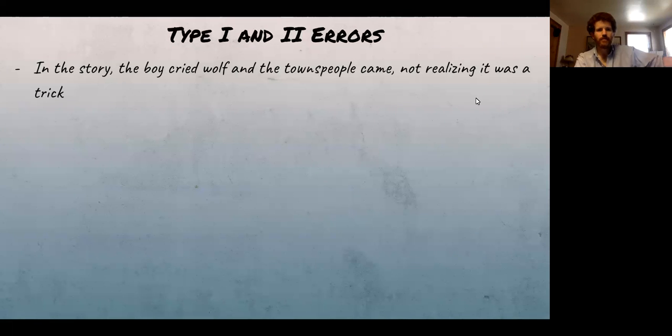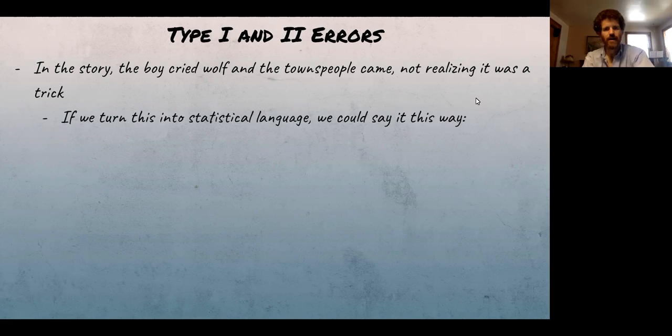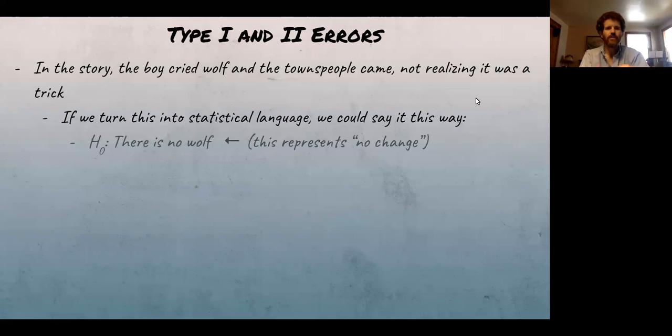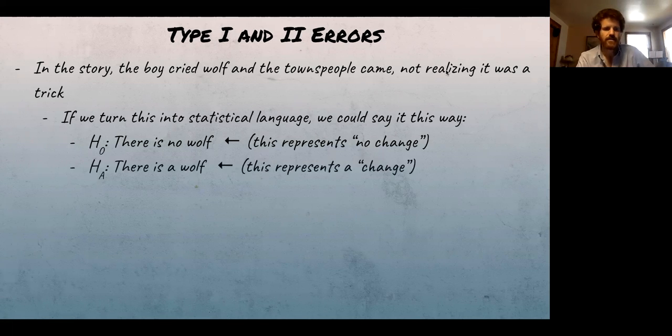So in the story, the boy cried wolf, and the townspeople came, not realizing it was a trick. We're going to create some hypotheses here, turning this into statistical language. We have a null hypothesis that says there is no wolf. This represents no change. There was no wolf before, there's still no wolf. The alternative hypothesis is that there is a wolf, and this is a change in the situation.